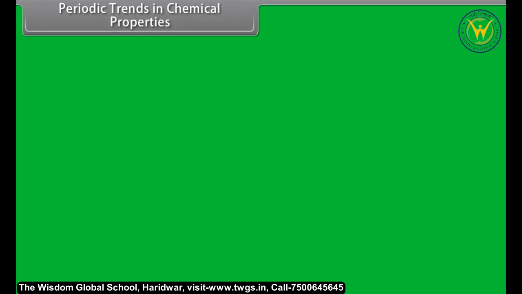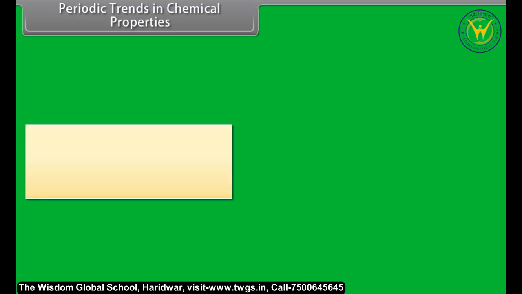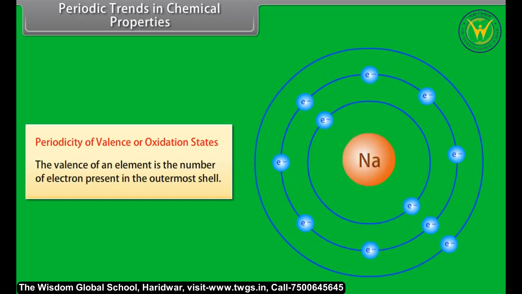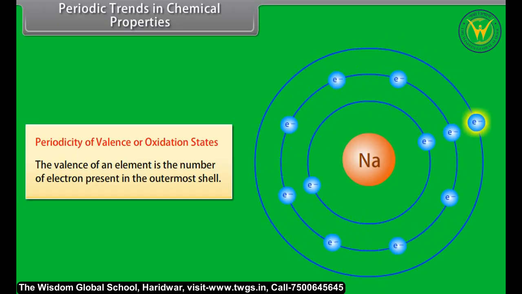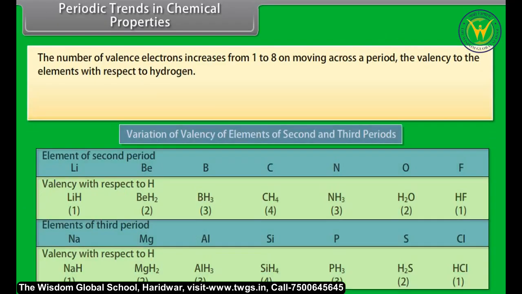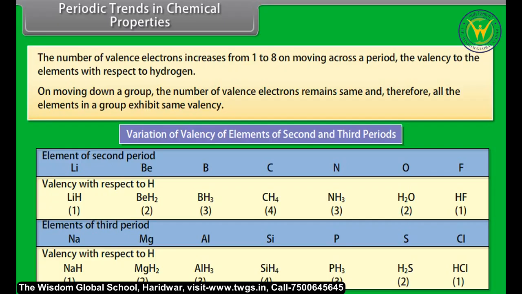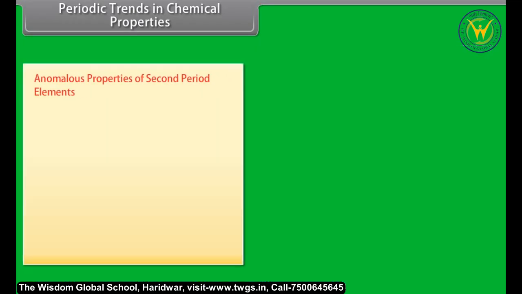Periodic trends in chemical properties. Periodicity of valency or oxidation states. The valency of an atom is the number of electrons present in the outermost shell. The number of valence electrons increases from 1 to 8 on moving across a period. The valency of the elements is also considered with respect to hydrogen. On moving down a group, the number of valence electrons remains the same, and therefore all the elements in a group exhibit the same valency.